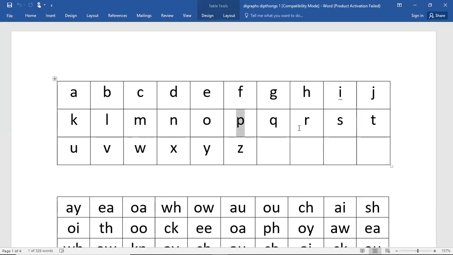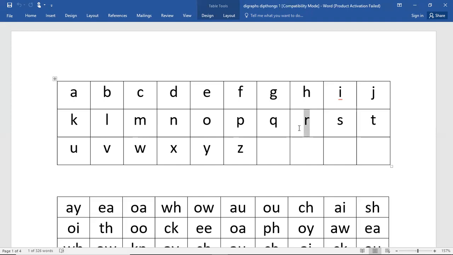O or O. Letter Q doesn't really make a sound by itself. It has the U after it always. So you'll always see Q with the letter U after it, and that is pronounced qu. But when we see the letter Q, we just say qu.